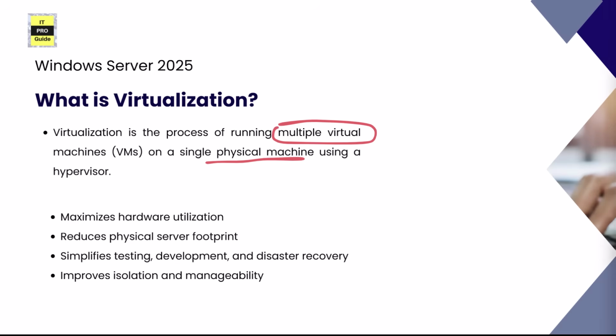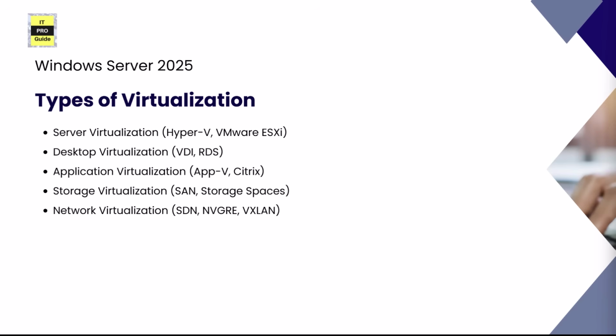There are many types of virtualization used today. Server virtualization is the kind of virtualization that we are going to see in the entire course, which lets us consolidate physical servers into fewer, more powerful machines. The other one is desktop virtualization. We call it VDI or RDS.